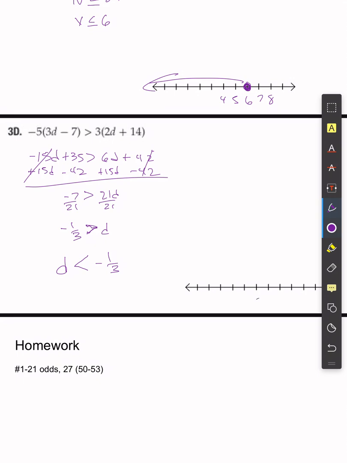And then to graph this, here's 0, here's negative 1/3. Let's just say we have an open circle here because we don't have an or equal to, and then it's saying that the d values are less than that. So we're going to go this way.